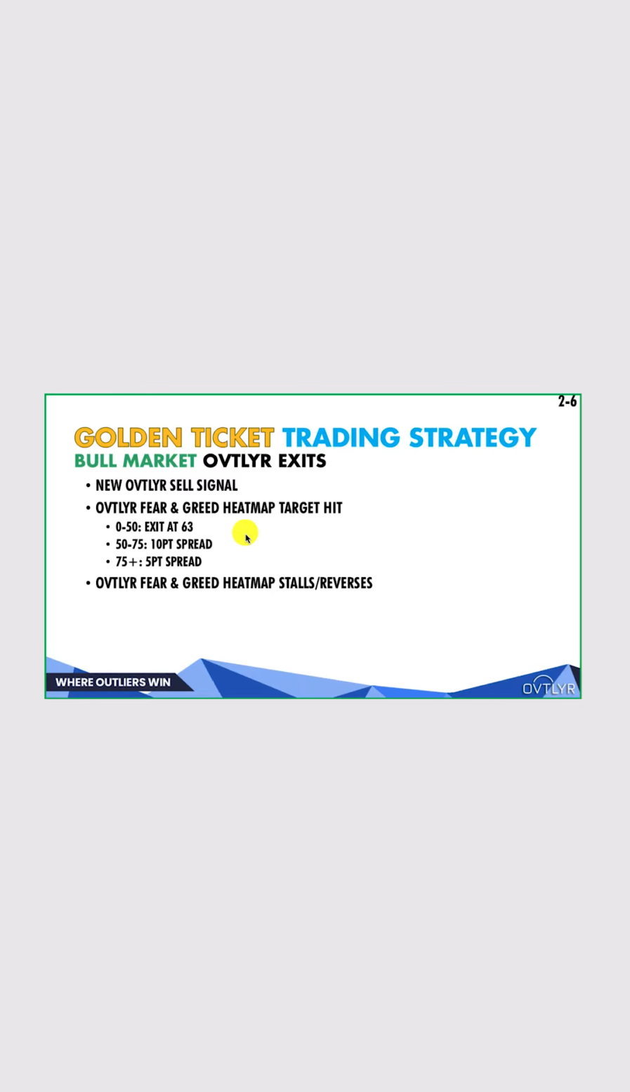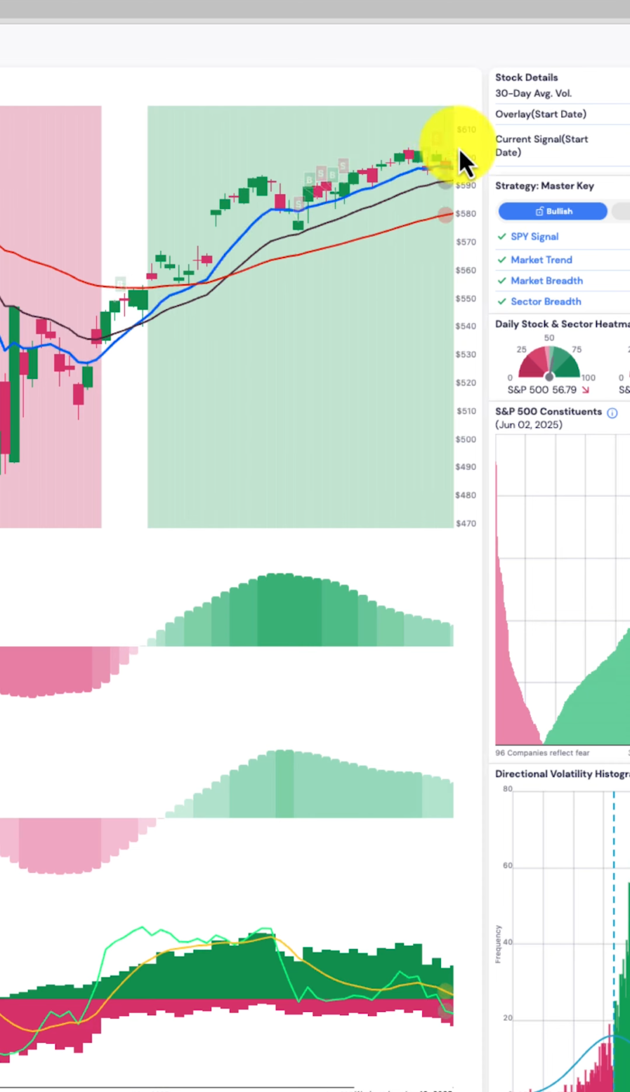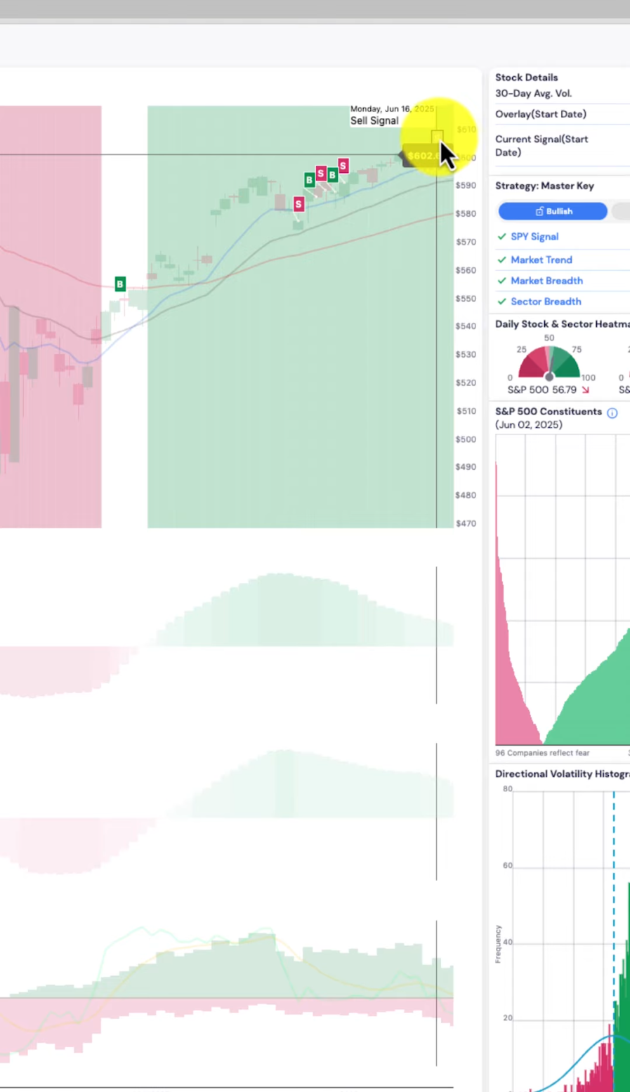Okay, now looking at slide 2.6, the bull market outlier exits, a new outlier sell signal. So if I'm in a trade and I get a sell signal, like this one coming up here, that would be an exit point for me.